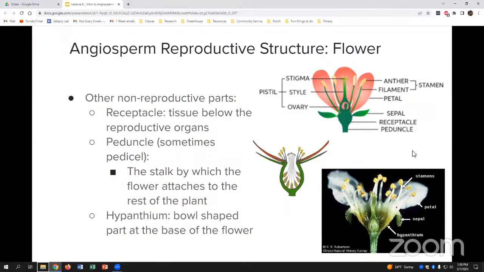So these are some other parts that we want to know the names of as we start to talk about where the ovary is relative to the rest of the parts of the flower, where the sepals are, where the petals are, and how they are divided, which are things we're going to have to look at as we start to identify the flowers of specific plants in their specific groups.